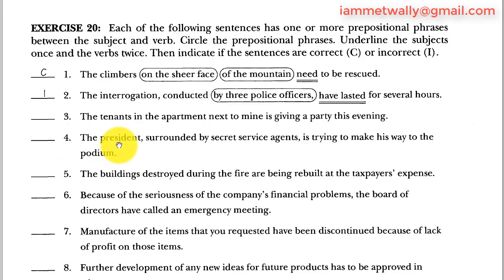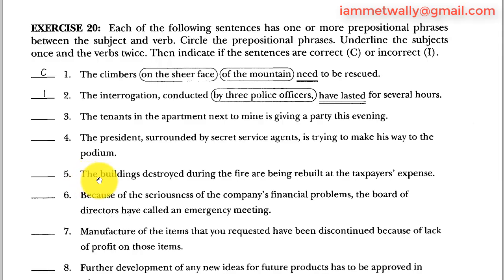4. The president, surrounded by Secret Service agents, is trying to make his way to the podium. The president is the subject, then a comma, surrounded is a reduced adjective clause, by Secret Service agents is a prepositional phrase. Is trying is the verb for the president and it matches the subject, so it's correct.